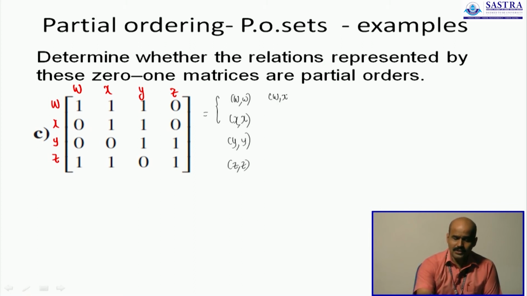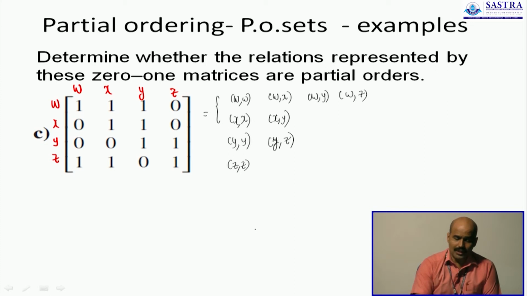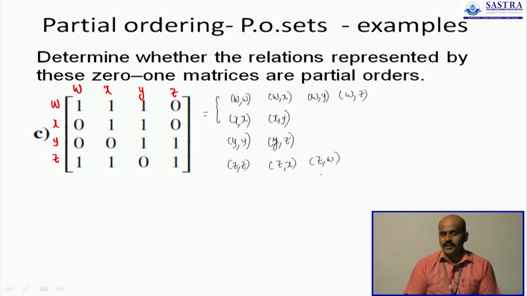Well, let's also write down the other pairs. We have WX, we have WY and we have WZ. Coming to the second element, you have XX and XY. The third element you have XYZ alone. The last element you have ZX and ZZ. ZZ is already there, ZW. So 3 and 4 and 4, that's 11 elements that are included in the relation. So we must have 11 ones in the problem. We have only 10 ones. 3 plus 2 plus 2 plus 3, that's 6 plus 4, which is 10.